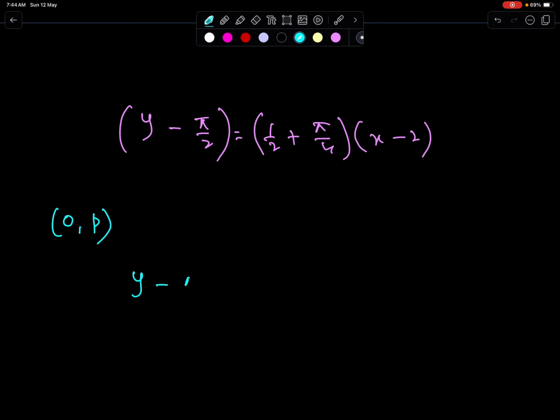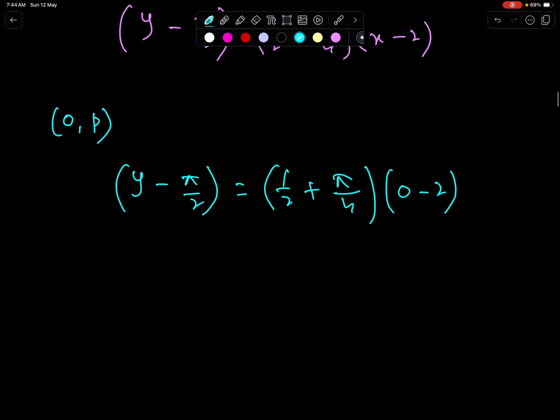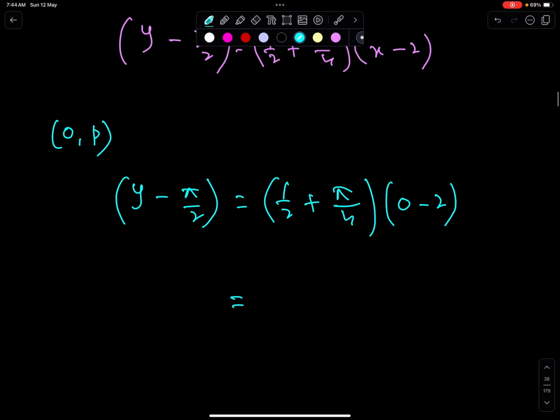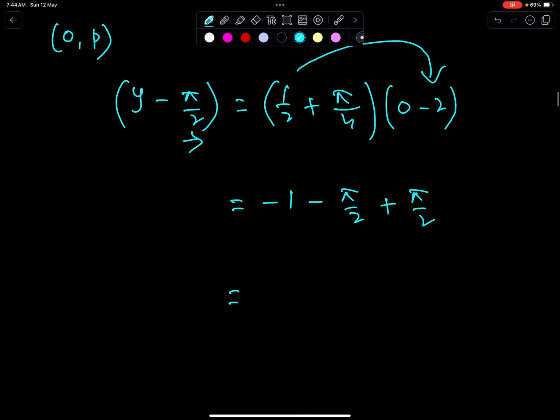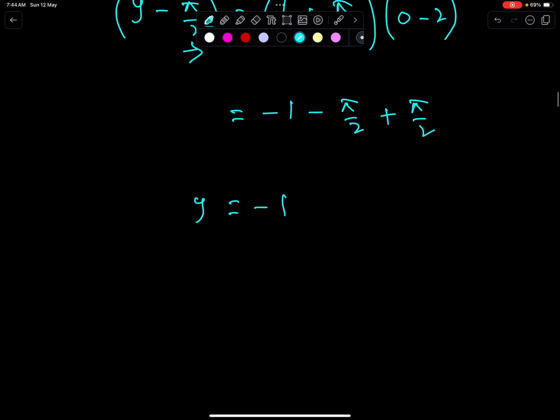So y minus pi by 2 copied on left side. Half plus pi by 4 is also copied. X is 0 minus 2. So we have minus 1 when we multiply these two, and minus pi by 2 here, and bring this pi by 2 on right hand side. So finally we have minus 1. So the coordinates of the point are 0, minus 1. That's the way to solve questions of these types.